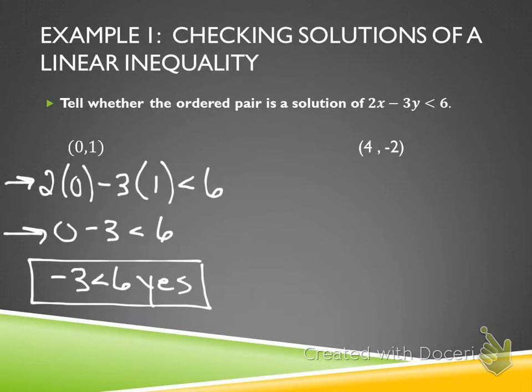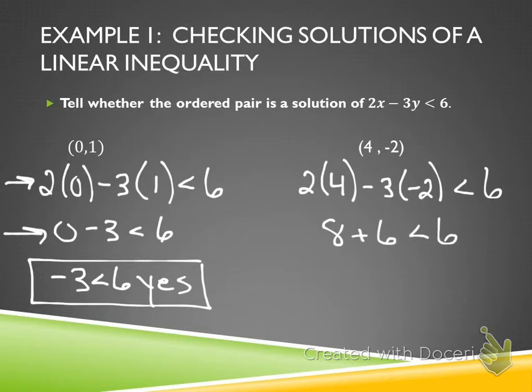All right, I want you to go ahead and test the second ordered pair, 4 and -2. All right, so we're plugging them in. 2 times 4 minus 3 times -2 is less than 6. So what's 2 times 4? 8. What's -3 times -2?